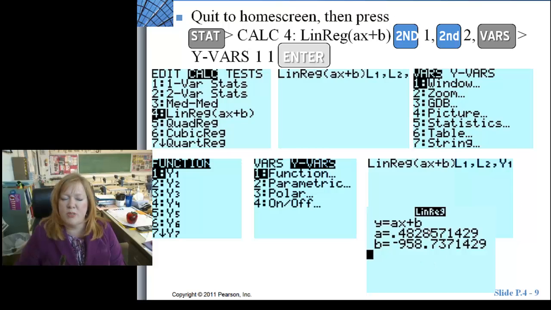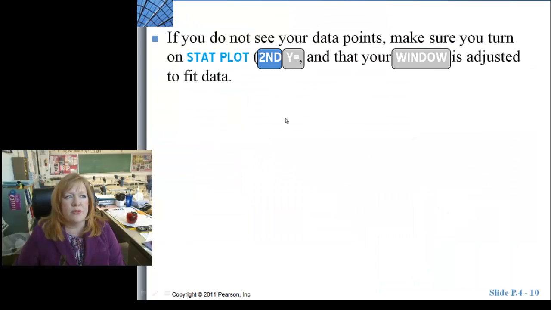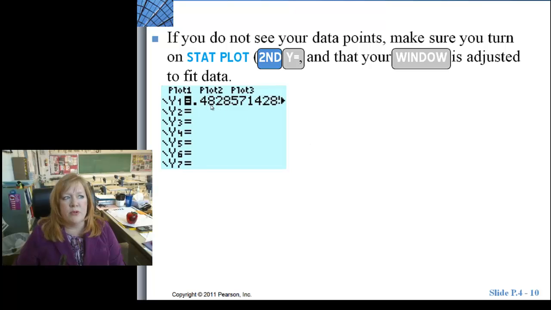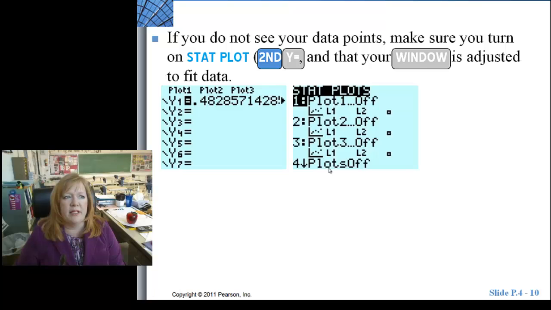Y equals AX plus B gives you what A is equal to, gives you what B is equal to, and you can kind of compare it with the one that we had. We had a pretty good model there just with those 2 points, pretty close. All right, if we go over to the Y equals menu, we want to make sure everything's going to graph. Y equals, you'll notice that this equation's already in there. That's why we did the Y1.